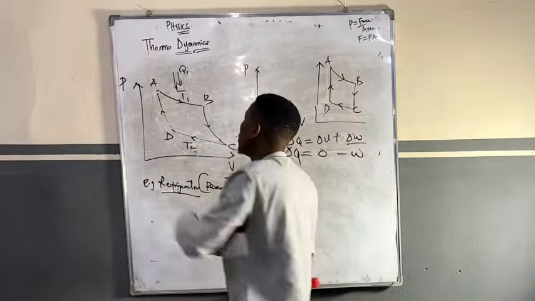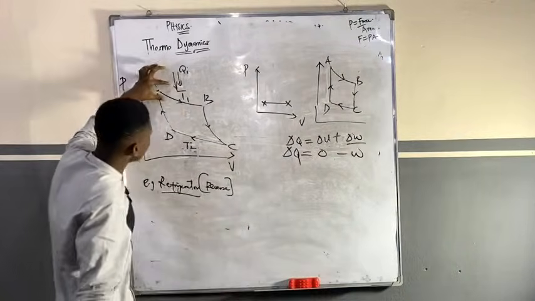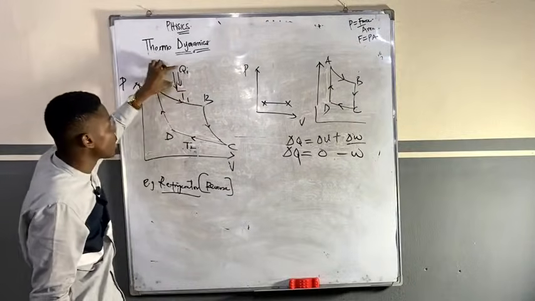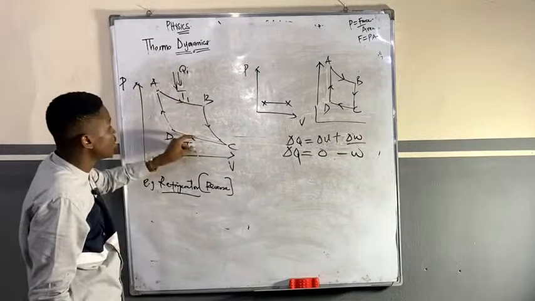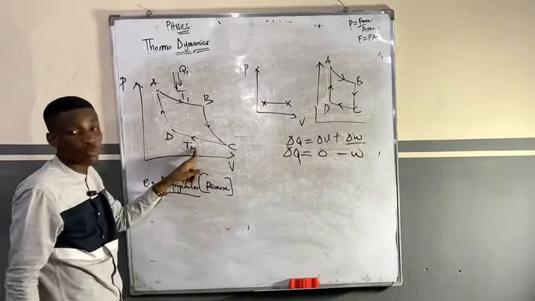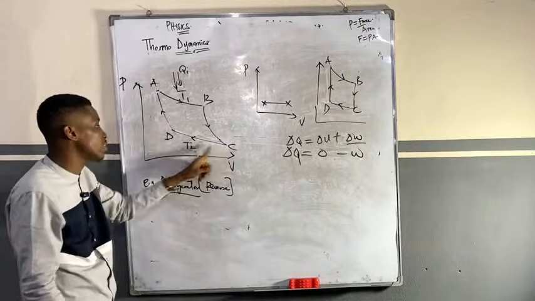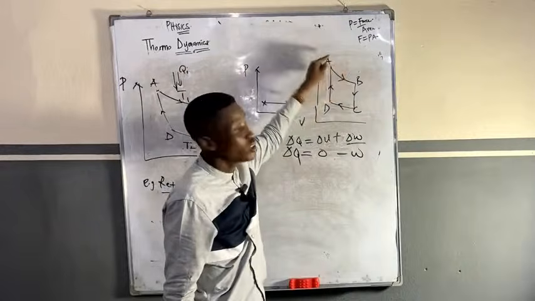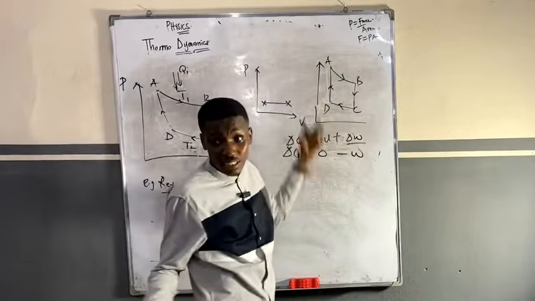Stay with me now. AB, it is expanding, but what's happening to temperature? Constant. What's happening to heat? Coming in. In this other one, CD, what was happening to temperature? Constant. But what's happening to the heat? Going out. That's the same thing you have here. You see it's moving this way. Now it's the same pattern.